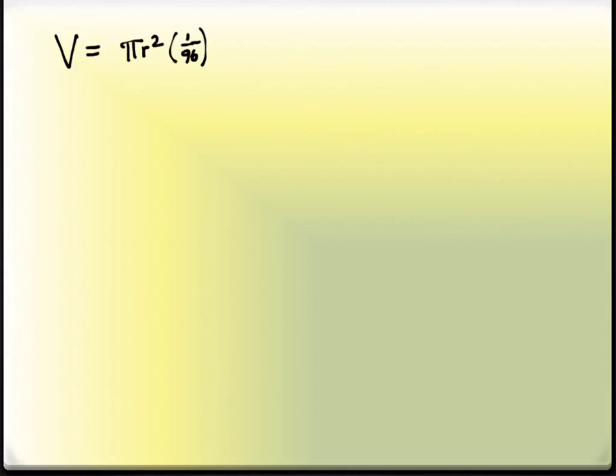Okay, the V. What is the derivative of V? dV/dt. All right, now we have pi r squared times 1 over 96. What's the derivative of that going to be? 2 pi r dr/dt, right, times 1 over 96. Or, if you prefer, we can put the 1 over 96 over here.